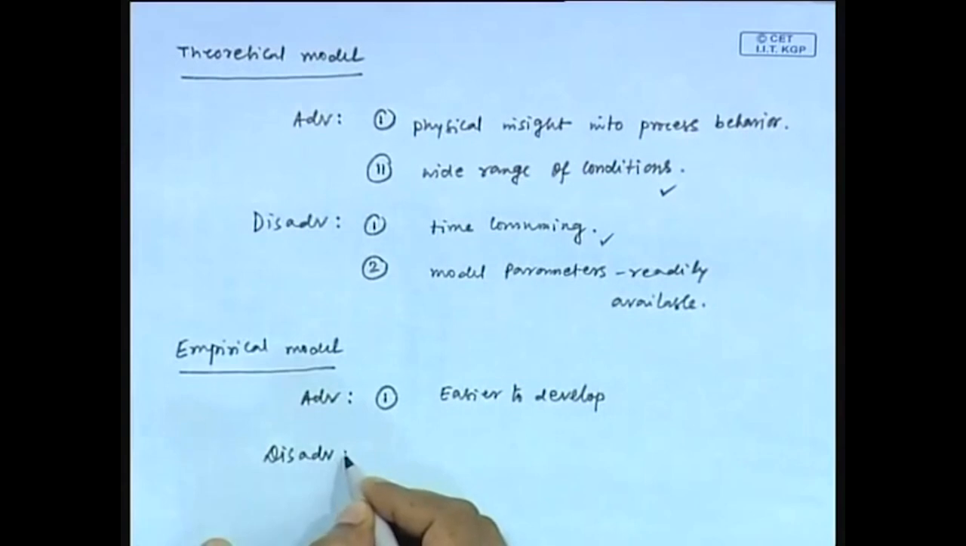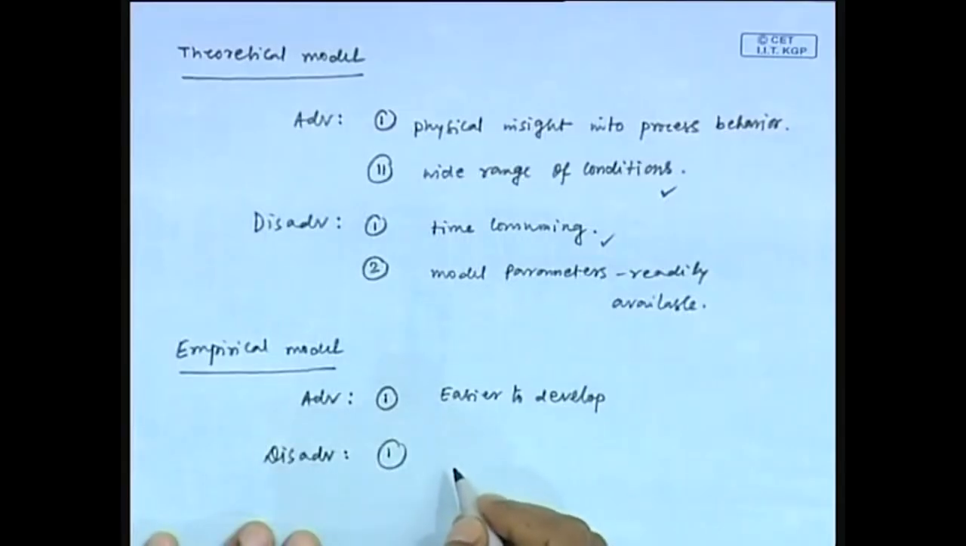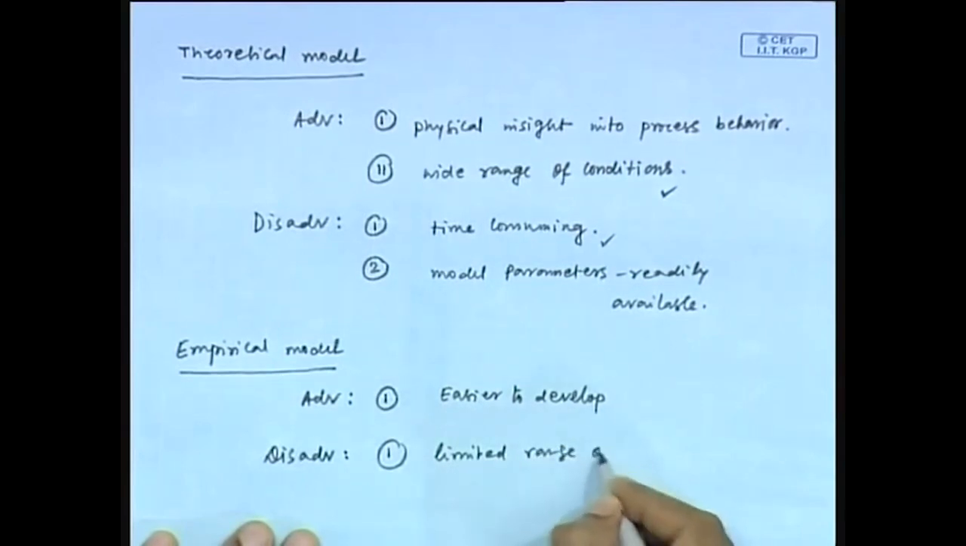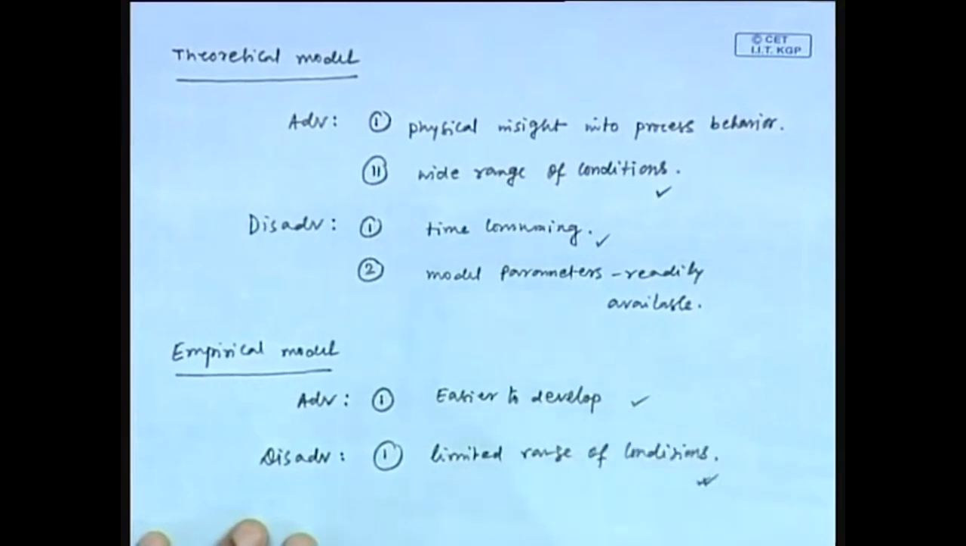And what are the disadvantages? This is applicable for a narrow, limited range of conditions. So, this is the advantage and this is the disadvantage for the empirical model. Similarly, I think you can find what are the advantages and disadvantages of the semi-empirical model.